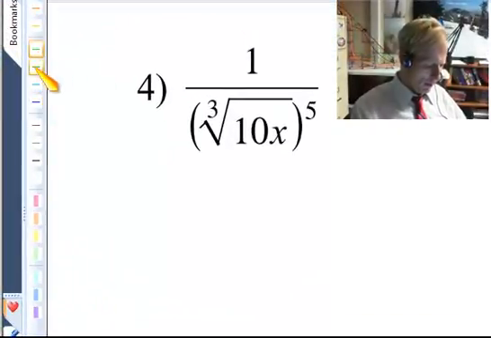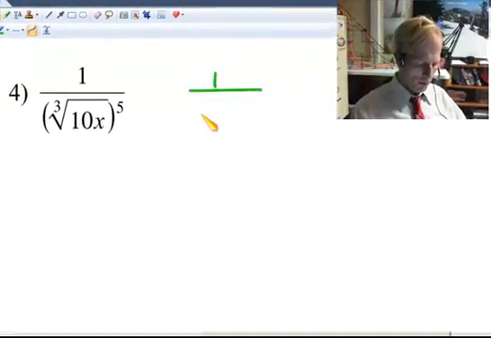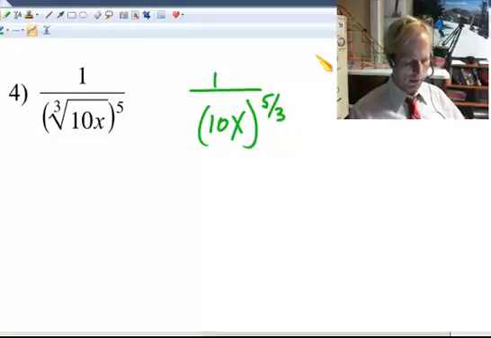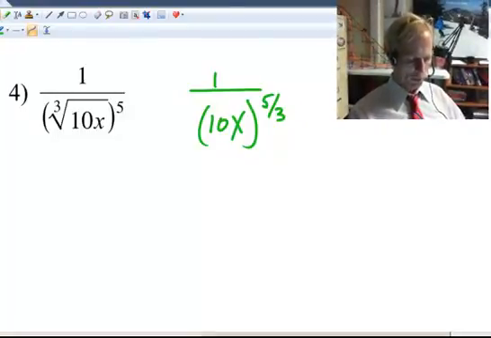Alright, the next problem. Okay, first of all, I'm going to write the denominator as 10x to the 5/3 power, and then I'm going to rewrite that as 10x to the negative 5/3 power and put that up into the numerator.